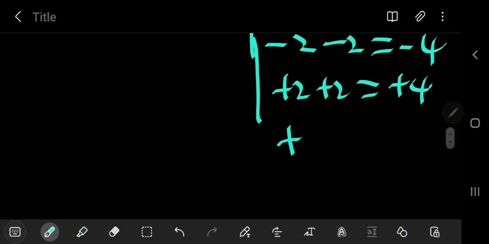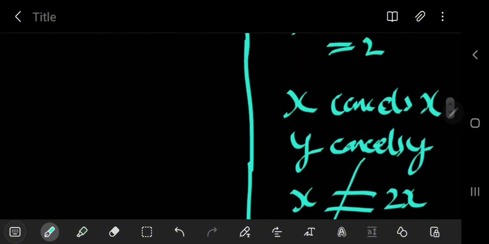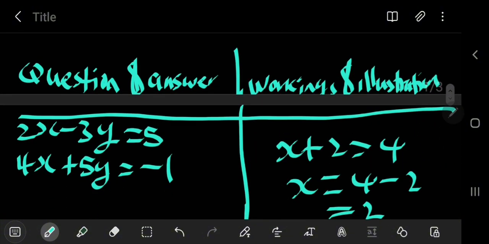Similarly, if you have a plus 2x and a minus 2x, then it can be 0. If you have a plus 3y and a minus 3y, the outcome will be what? 0. So now, looking at our question, you can see that the magnitude of 2x in the first equation, let's call this equation 1, this equation 2, and the first equation is 2x. But in the second equation, this is 4x.